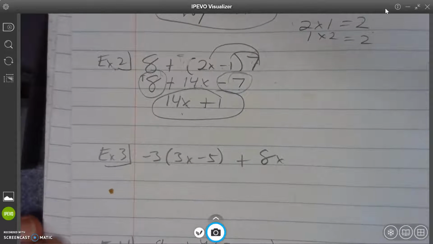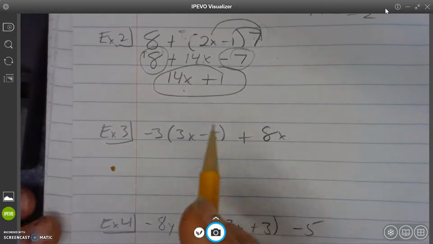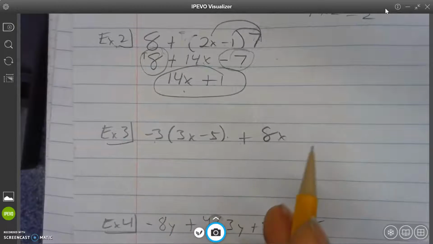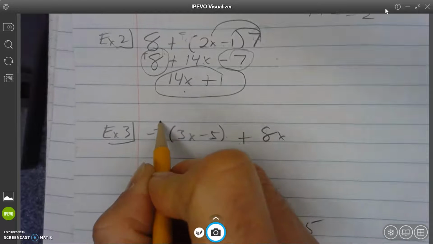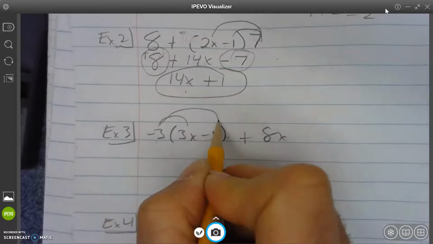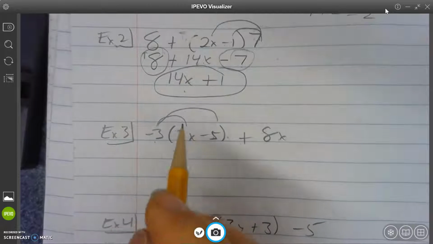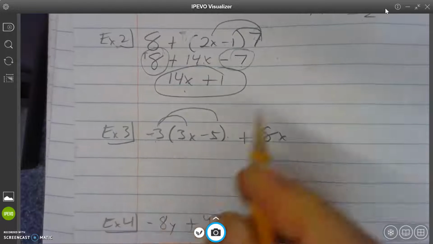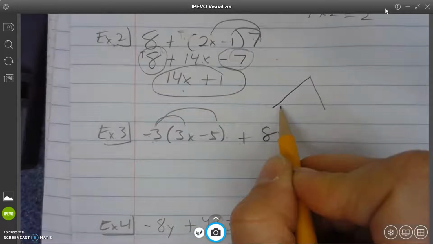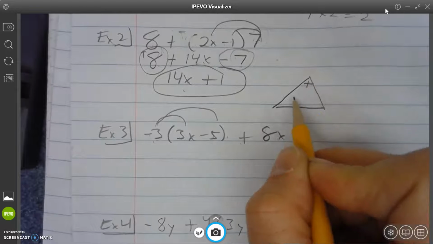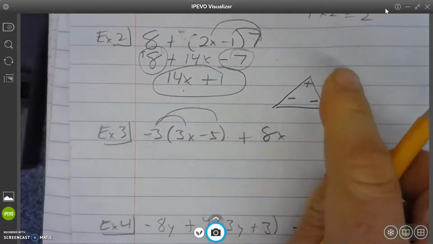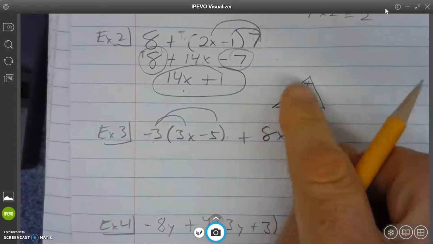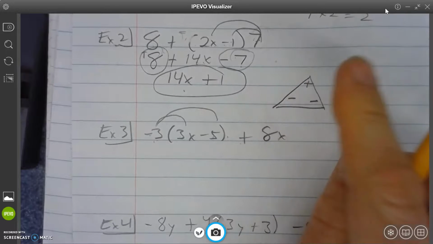Cool, got it. All right, let's keep cruising. Uh-oh, they keep getting more challenging. Example 3. Write it down. Negative 3 times 3x minus 5 plus 8x. All right. First, distribute. Okay. Negative 3 times 3x. Negative times a positive. Remember, if you get stuck, you can always draw the triangle. A negative times a positive: you carve off the negative and positive, and you have a negative left right there.